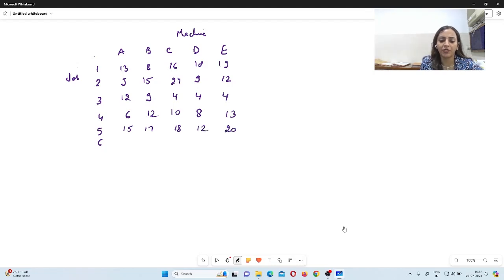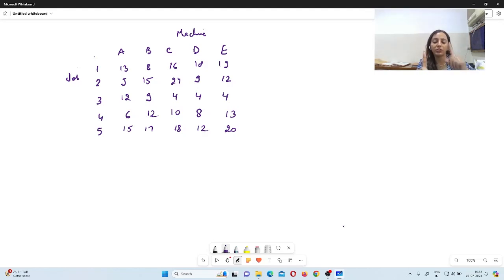For example, we have been given this type of information, ignoring that sixth one. We have 5 jobs and 5 machines A, B, C, D, E, and we have to find out which job should be assigned to which machine so that the cost is minimum, right? Now in this Hungarian method, we have to follow some steps.